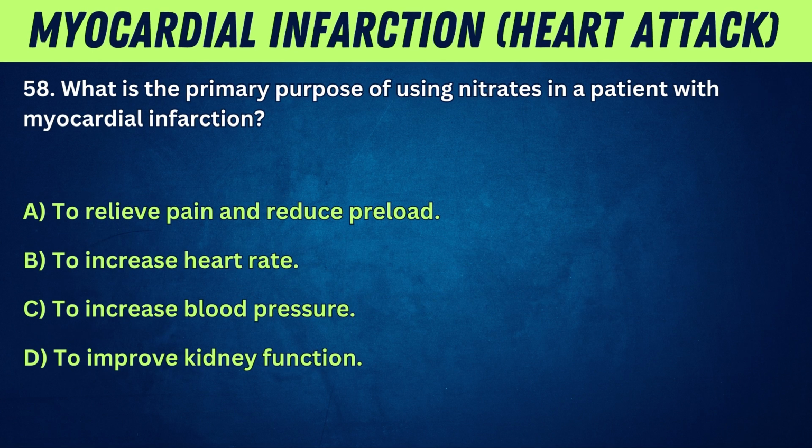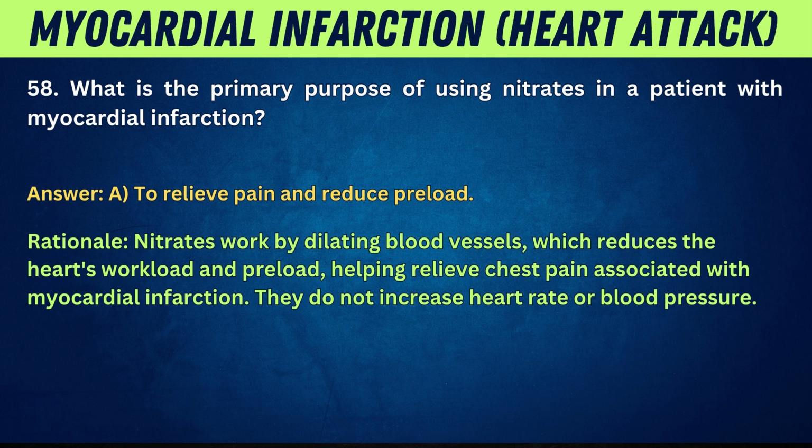58. What is the primary purpose of using nitrates in a patient with myocardial infarction? A. To relieve pain and reduce preload. B. To increase heart rate. C. To increase blood pressure. D. To improve kidney function. Answer: A. To relieve pain and reduce preload. Rationale: nitrates work by dilating blood vessels, which reduces the heart's workload and preload, helping relieve chest pain associated with myocardial infarction. They do not increase heart rate or blood pressure.